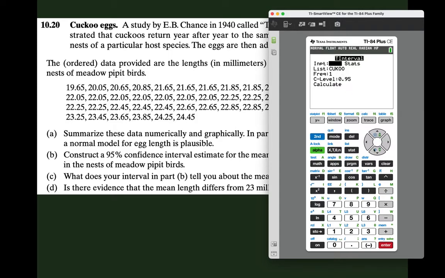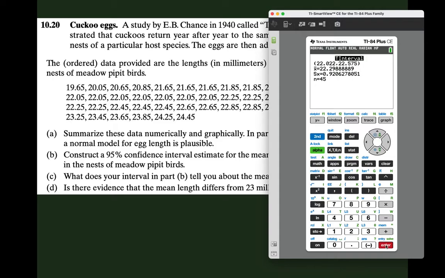And notice there's no request for a population standard deviation. That's one of the key things about the student's t distribution. You don't need a population value or a parameter value to calculate or to use the t distribution. The actual parameter is what we call degrees of freedom. And now it's just as simple as choosing calculate.